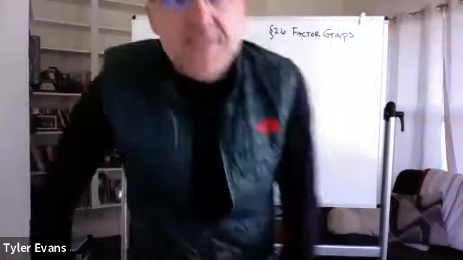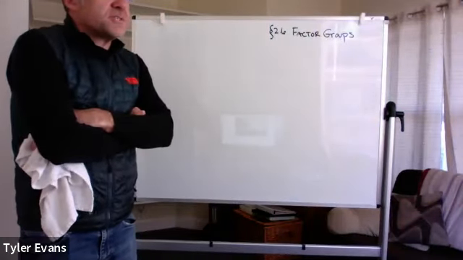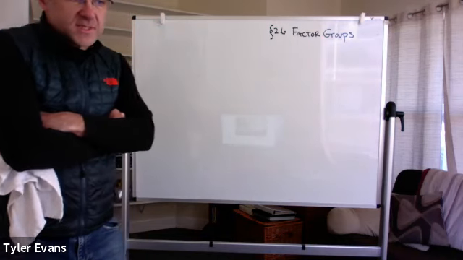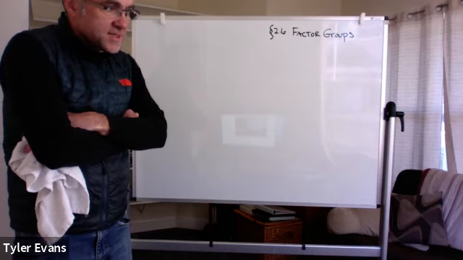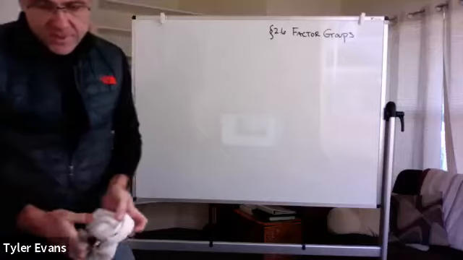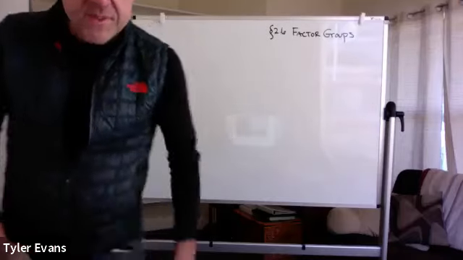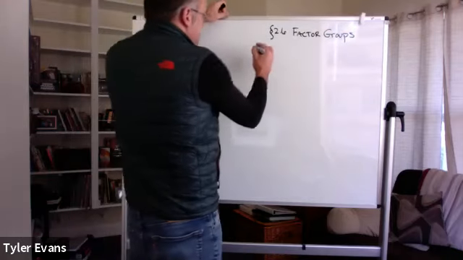Okay, so the topic I want to introduce to you guys today is something called factor groups. It's in the next section, 2.6, in our text, and it's kind of what we've been building up to in our work with cosets. So I want to start by reminding you about something that we've already been talking about. It's kind of a motivational example.